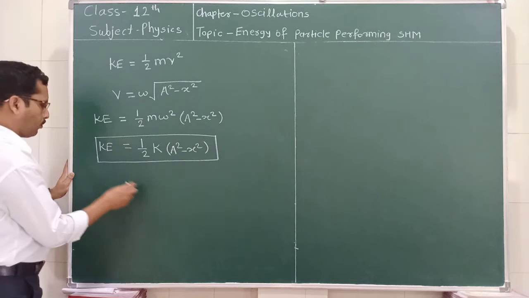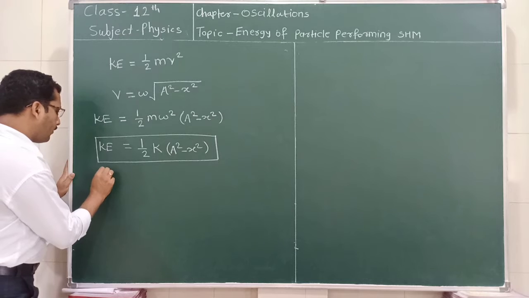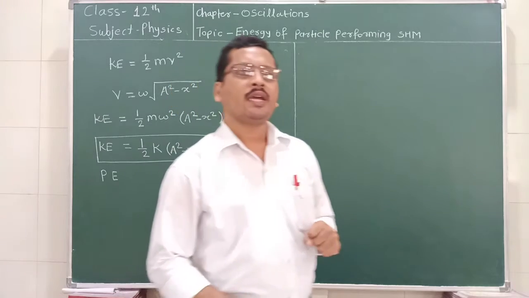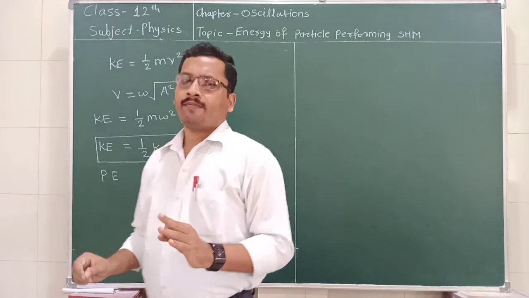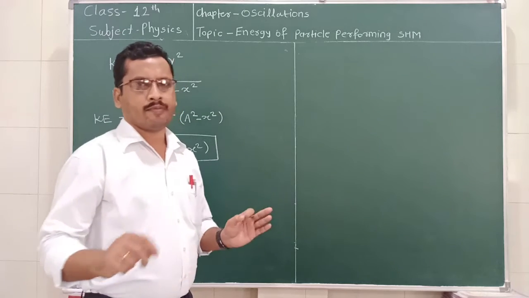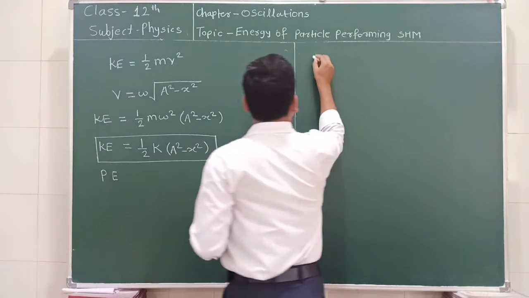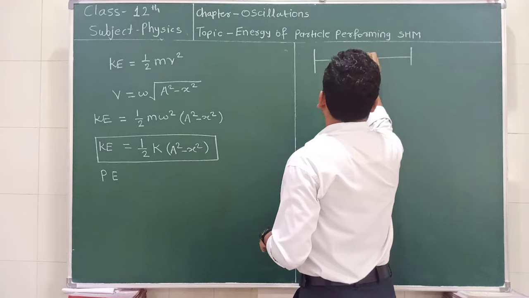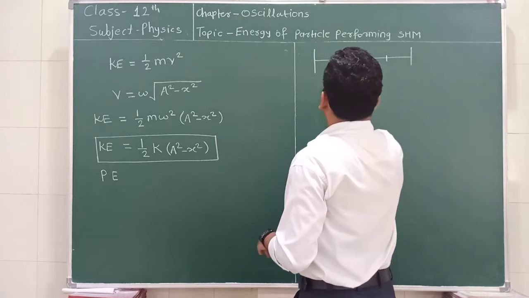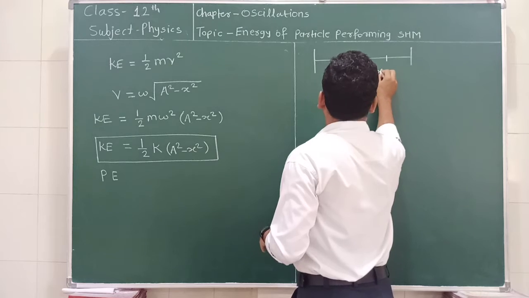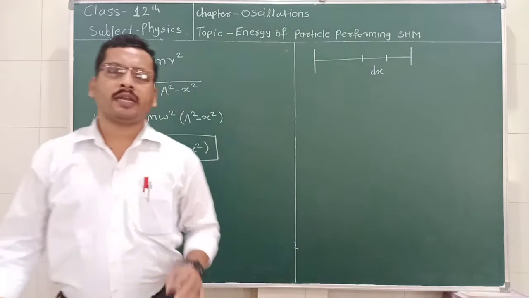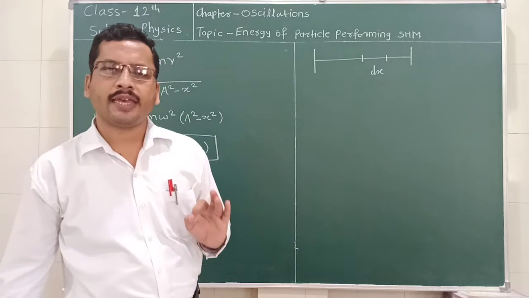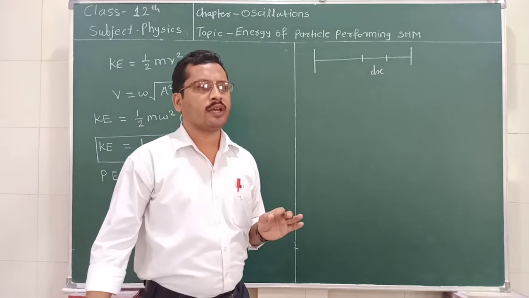Now we are moving towards the potential energy. How can we calculate the potential energy of the particle performing simple harmonic motion? It can be calculated by using a simple relation, dW = F × dx. Consider a particle performing simple harmonic motion, and if the particle is to cover a small distance dx against the restoring force F, then there must be some work done.